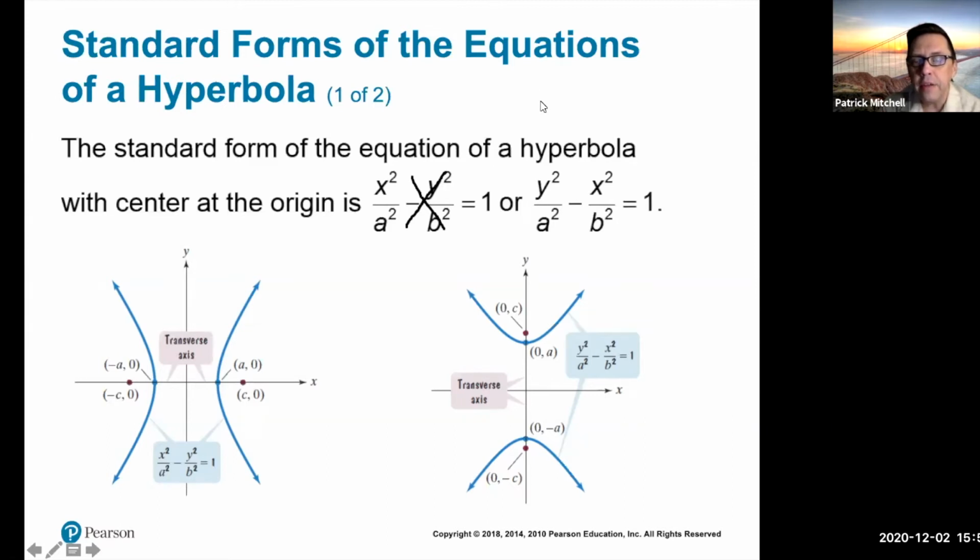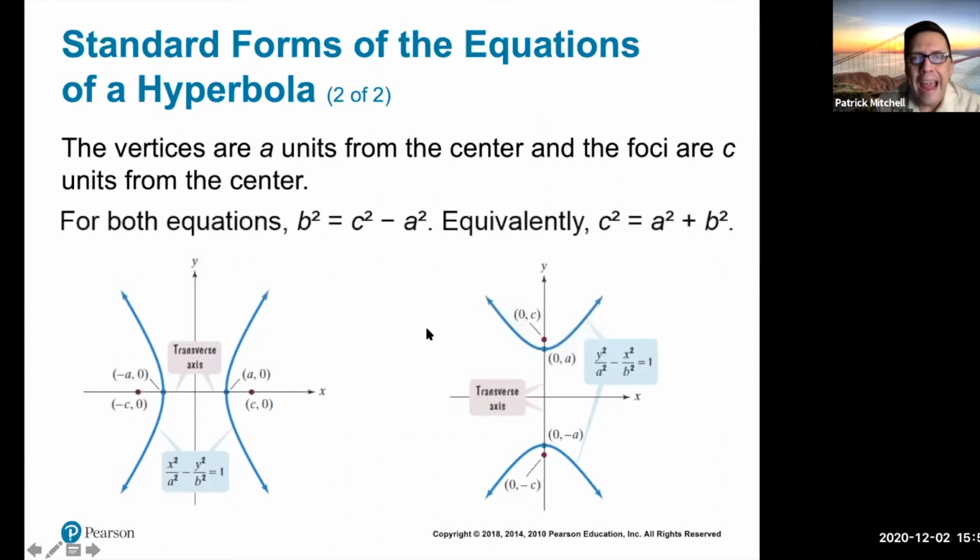And then if you try to find the y-intercepts for this equation by setting x equal to 0, this term will disappear. And what you'll be left with is negative y squared over b squared equals 1. That would give you y squared equals negative b squared, which has no real solutions. Okay, so the first type of hyperbola has two x-intercepts but no y-intercepts. And then you can do the same kind of thing with the other one. The other one is going to have two y-intercepts but no x-intercepts.